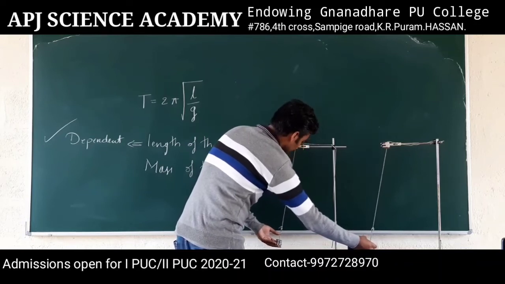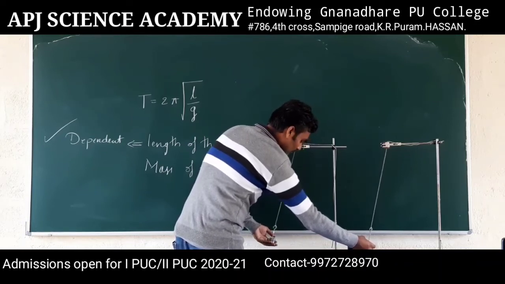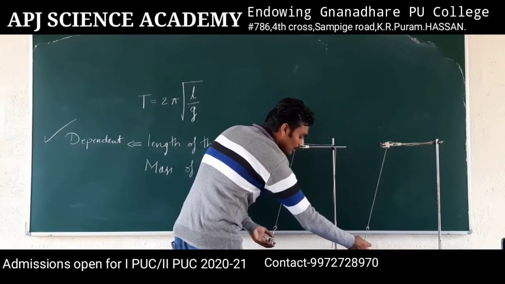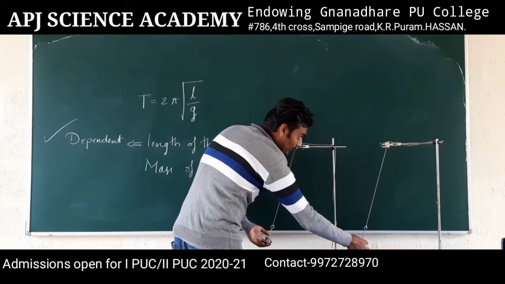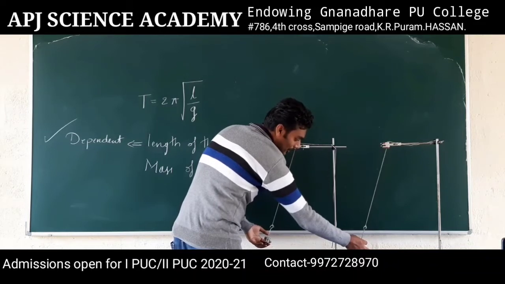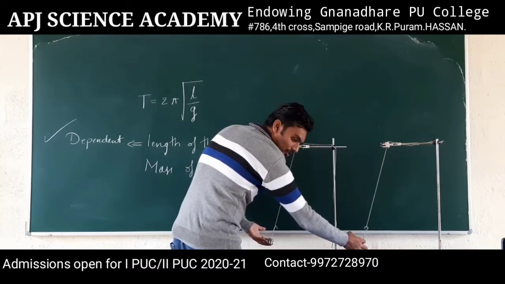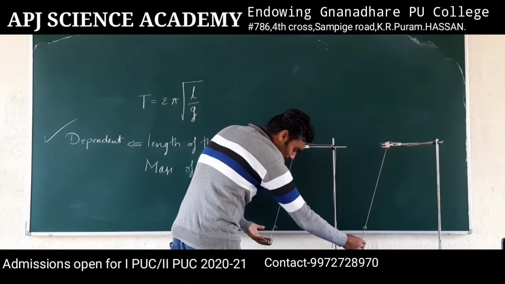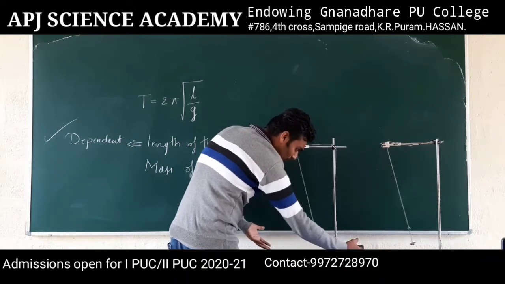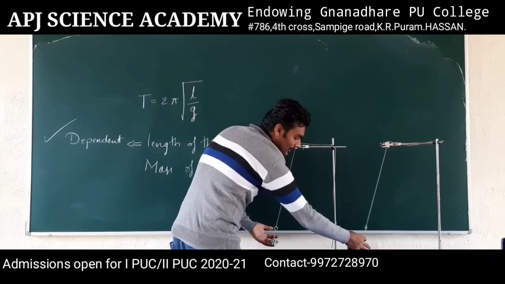Now, observe carefully. What we need is the time taken for one oscillation. We just want to check whether they take the same time or different times for one oscillation. Okay, 3, 2, 1, go. Together they went, together they came back. Okay, once again, 3, 2, 1, go. Together they went, together they came back.